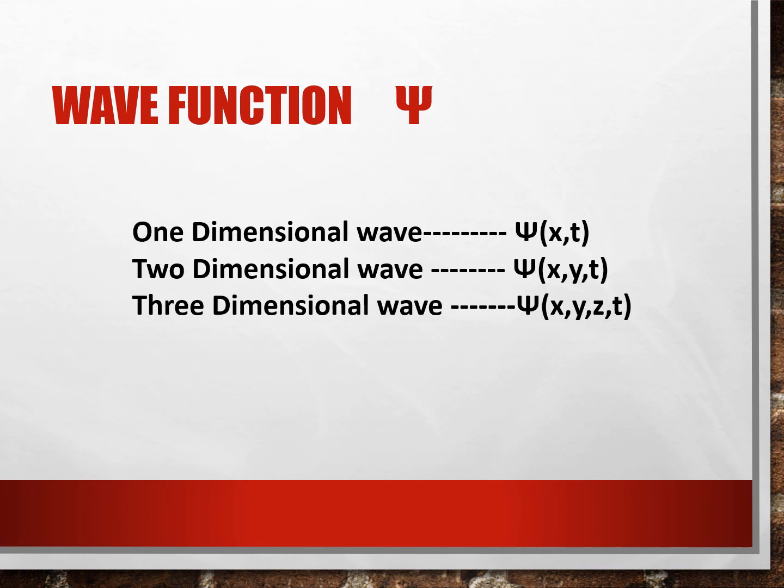So remember the points. Wave function psi is a physical quantity that changes in a wave, and in the case of a one-dimensional wave, it depends on the variables x and t, and for the two-dimensional case, it is a function of x, y and t, whereas in the three-dimensional case, it is a function of x, y, z and t.